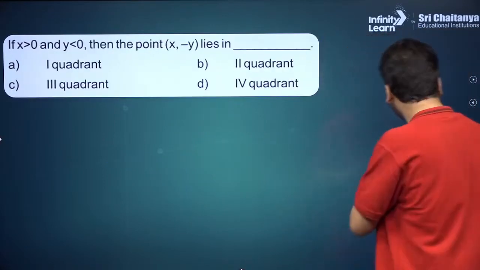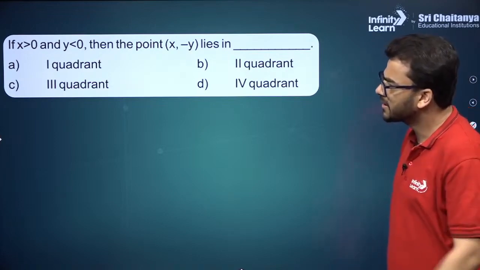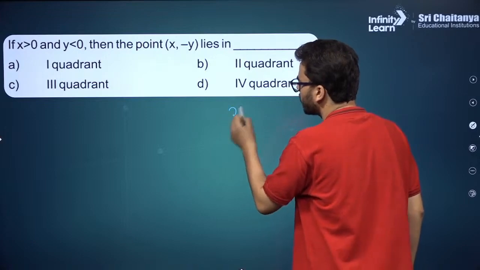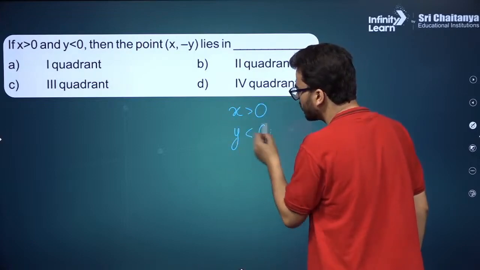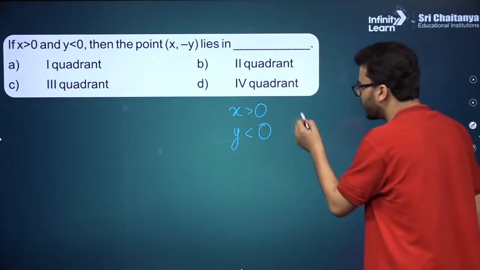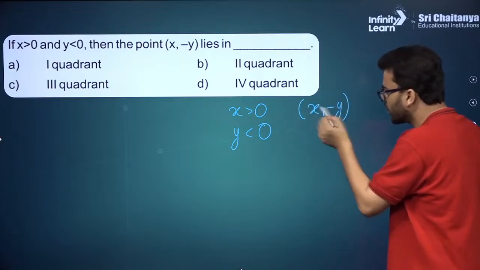Okay. Now, you see this question over here. x is greater than y and y is less than 0. Over here you have to find in which quadrant the point (x, minus y) will lie.